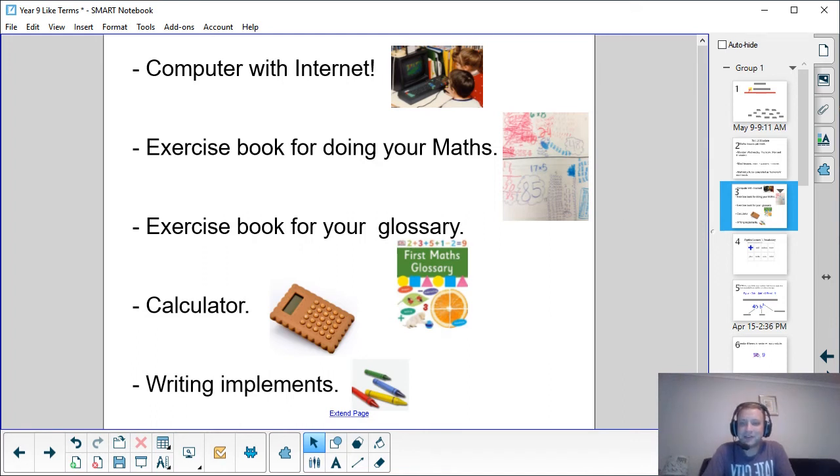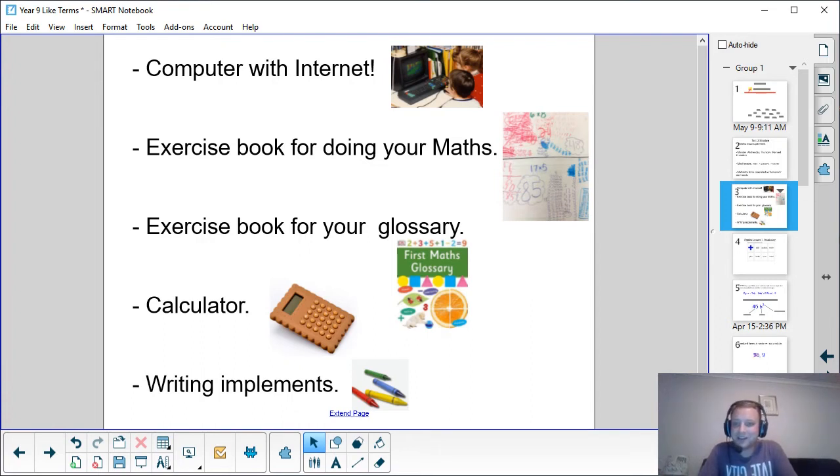Specifically for maths, you'll need your exercise book for doing your working out. It is expected that every lesson you have, you'll write your answers in that exercise book, so hopefully you didn't leave it in your locker. We're also going to try really hard to keep our glossary books up to date. So if you don't have a glossary book, you'll need that second exercise book to put in all of the worked examples and vocabulary that you're going to be given.